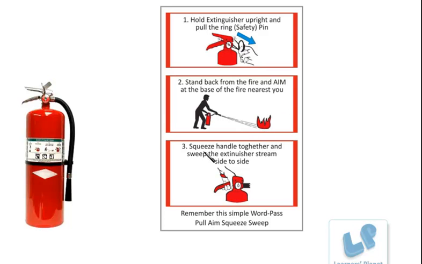Squeeze handle together and sweep the extinguisher stream side to side. You have to squeeze this side to side. These are simple words: pass, pull, aim, squeeze and sweep. This is pass. You have to pull, pass on, give it to somebody, pull, then aim, then squeeze and then sweep from side to side, so that carbon dioxide is evenly spread over the fire.